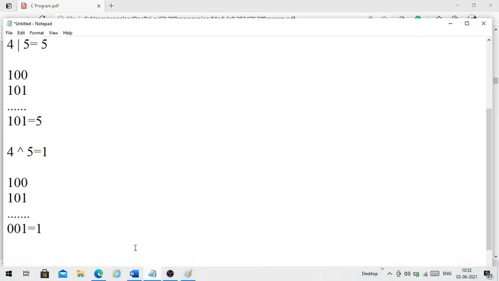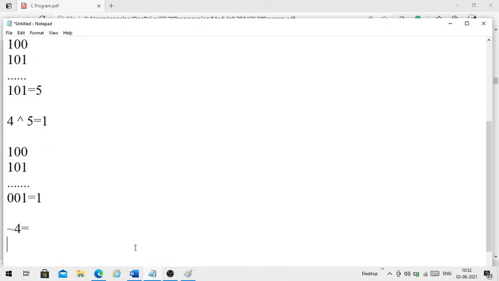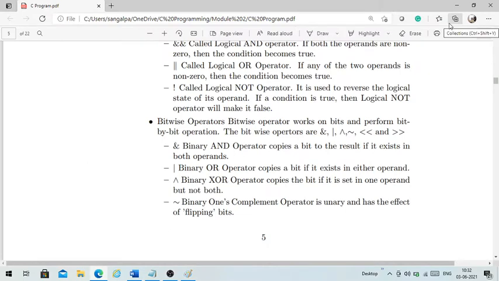So negation, the tilde symbol is there. Negation of 4. So what is the answer? I will take the binary of 4 and flip the values. So 0 becomes 1 and 1 becomes 0. So the answer will be 3. So the result will be 3. Again we are getting a result, not a true or false answer. So that is the binary ones complement tilde operator. It's a ones complement operator or negation operator. It flips the bits.